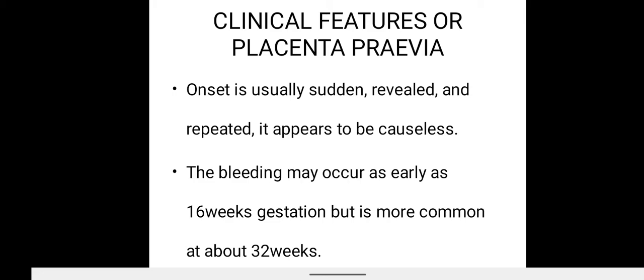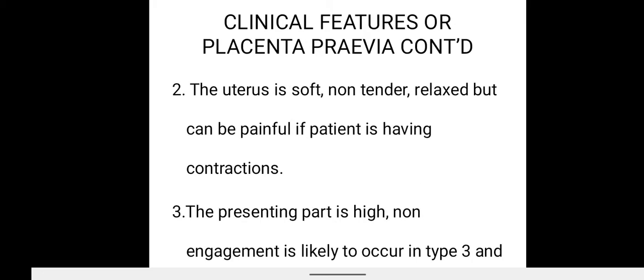So we find that the bleeding may occur as early as 16 weeks of gestation, but it's more common around 32 weeks. Because under 32 weeks, you find that contractions are not severe. That's why we have Braxton Hicks contractions.